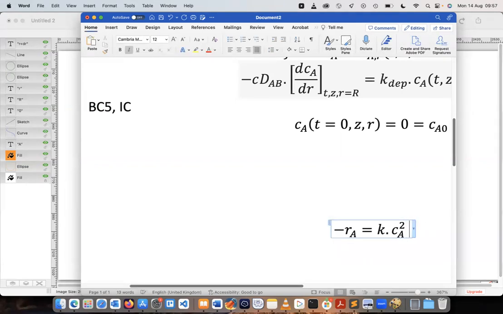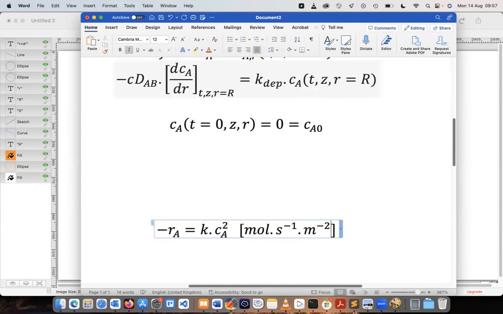And this is going to have units of moles per second per square meter. So this is an area-based reaction rate, per area of particle, and we need the double dash for this one. To emphasize, when it's double dashed, that's an area-based rate. So you've got this area-based rate. Write out what your boundary condition would be on the surface.